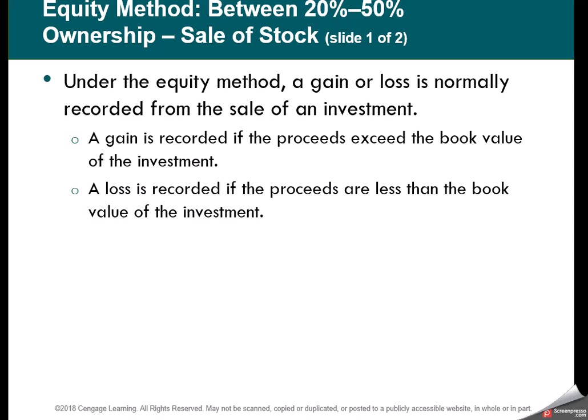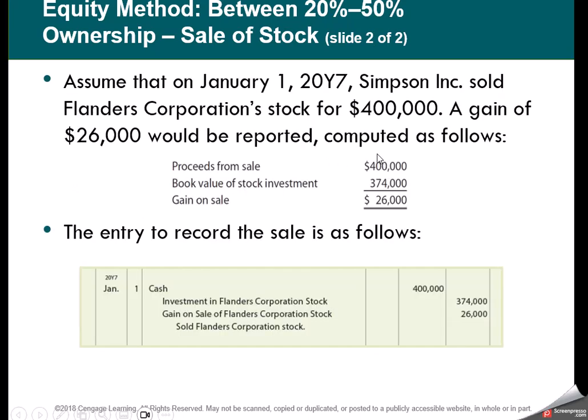Okay, then what if we sell it though? So again, like I was saying, there's probably a reason we're holding it, but maybe that reason changes and we no longer want to hold that much stock of this company. So we will have a gain or a loss recorded, and we'll compare again the proceeds that we sell it for to our book value.